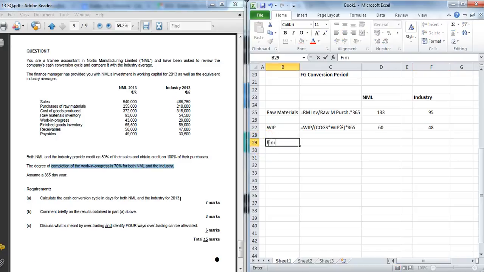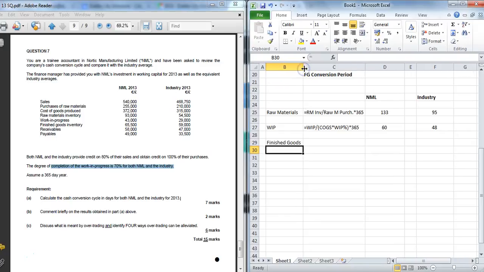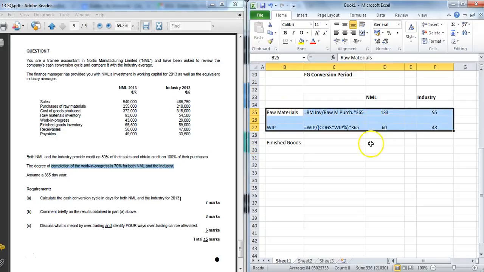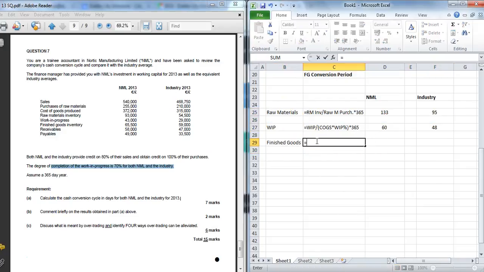And the final one then is your finished goods. This essentially is a measure of, on average, how long finished goods are sitting in inventory before they're sold on. So once you have manufactured the good, how long is it sitting in the warehouse before it's sold on? That is the finished goods over the cost of goods sold times 365. So you don't multiply by work in progress here. It's just a fairly straightforward one. Again, you're using the information given in the question, 65.5 over 372 times 365.